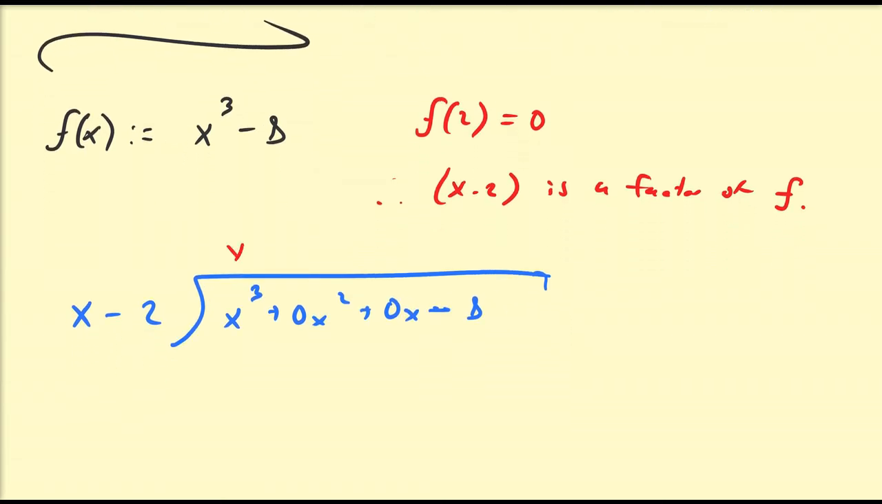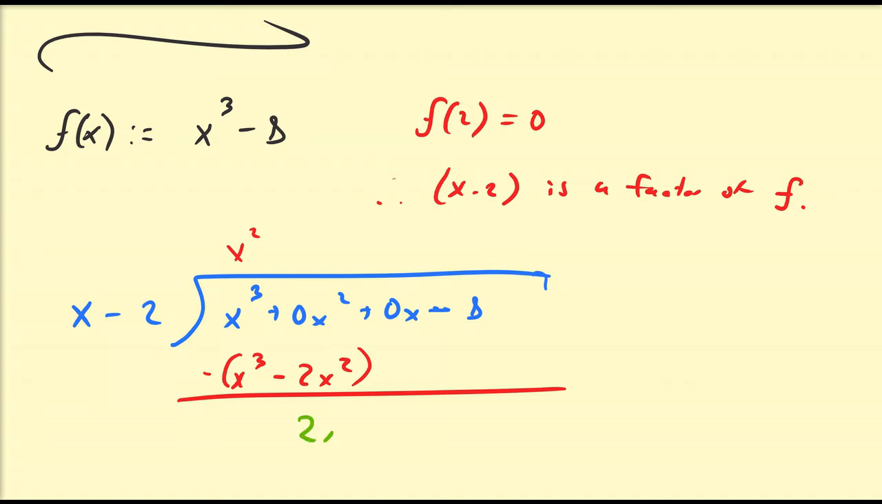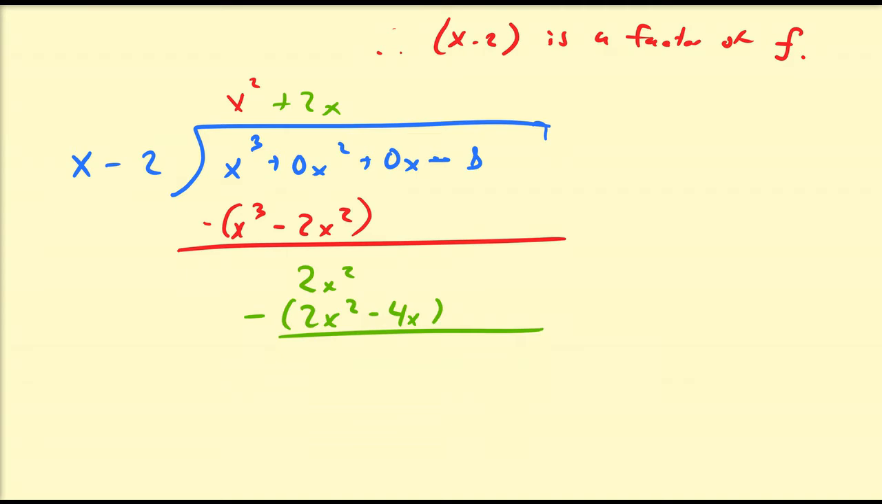So x times x squared is going to be x cubed, and then I'm going to multiply that down. So x cubed minus 2x squared, and then subtract. So that's going to be 0 by design, and then we're going to have 2x squared here. x times 2x is going to give us 2x squared. 2x times minus 2 is going to be minus 4x, and then I'm going to subtract everything down, right?